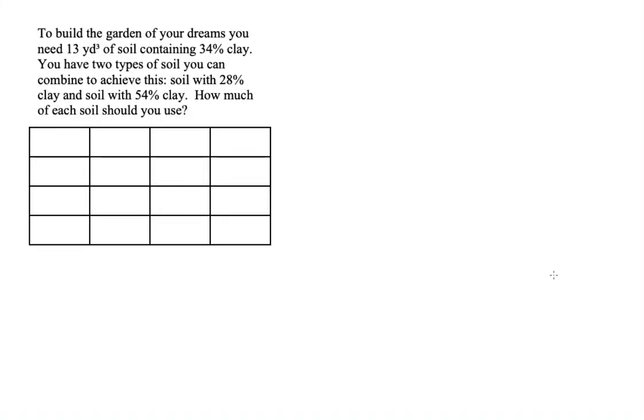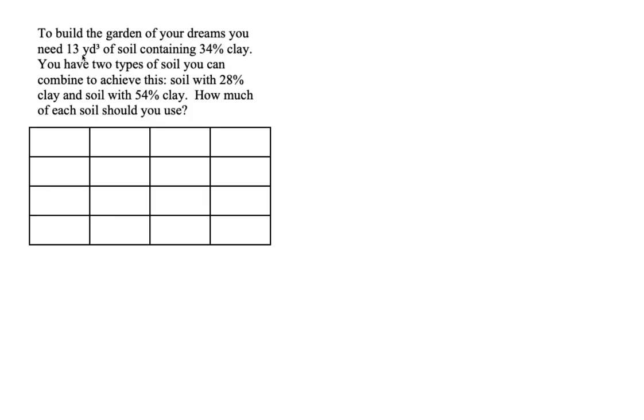Right, so imagine this was your situation: you wanted to build a garden and you needed 13 square yards of soil to fill your garden. And for whatever reason, maybe you're growing tomatoes, squash, whatever you're growing, it does best at 34% clay. So I'm going to say that.